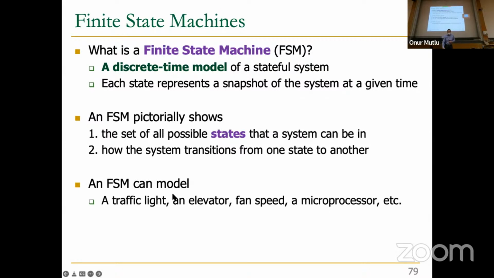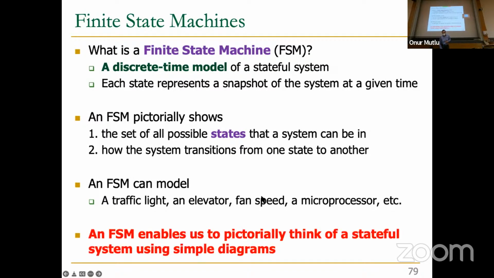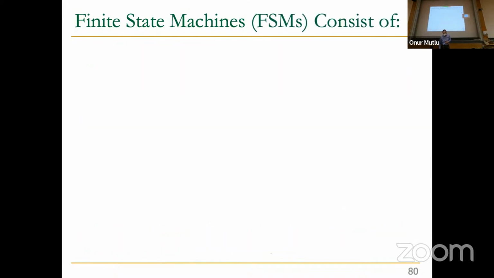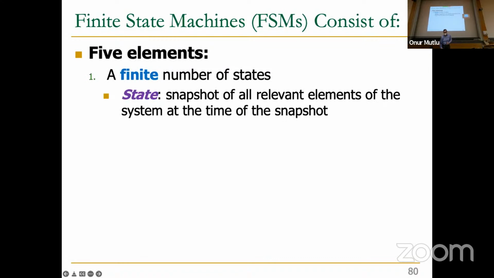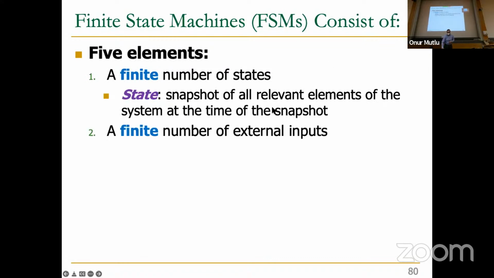So an FSM can model clearly these things. A microprocessor. Later, we will see a finite state machine for a microprocessor that we're going to build. It's going to be much more complicated than the finite state machines that we're looking at right now. And it enables us to pictorially think of a stateful system using simple diagrams. So what does it consist of? Five elements, basically. A finite number of states. It needs to be finite so that we can represent it, right? State, we already discussed what a state is, so I'm not going to repeat that again.